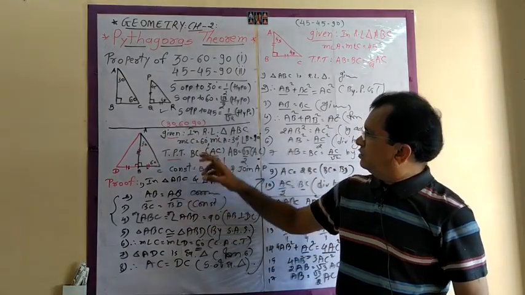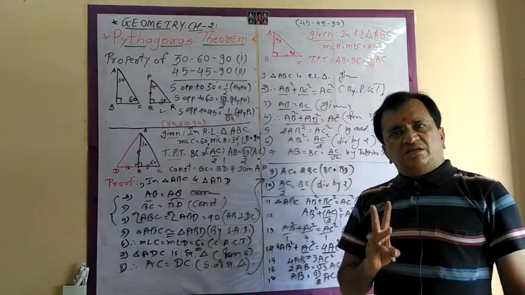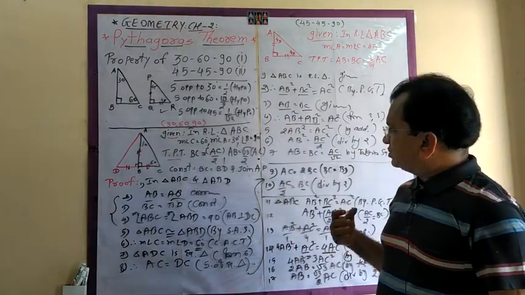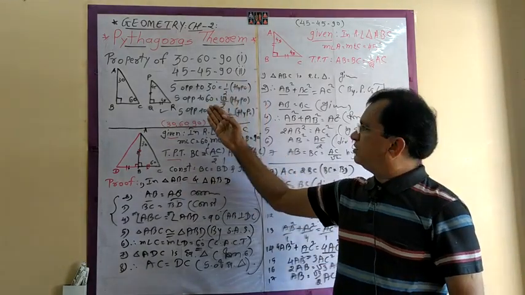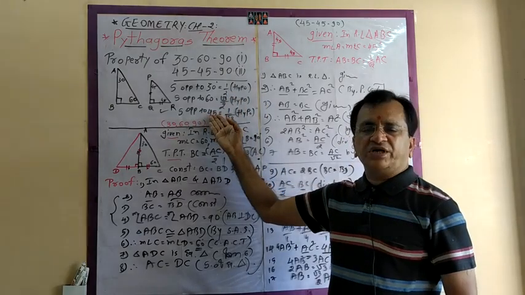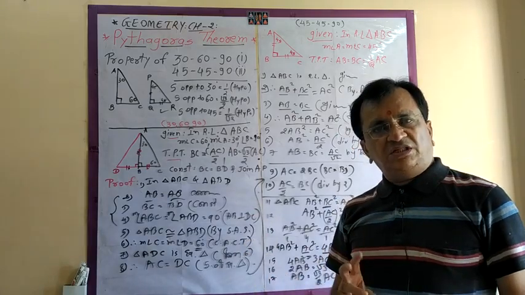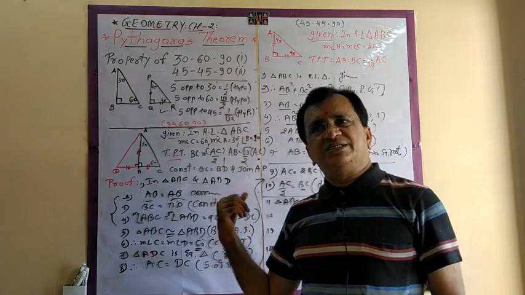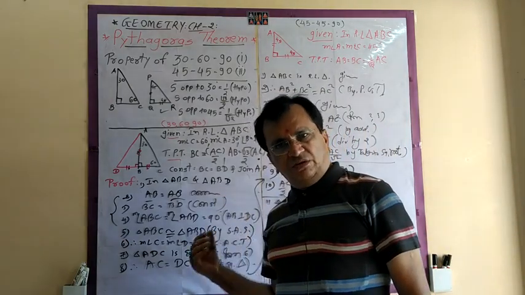So we have proved opposite to 30, opposite to 60 and opposite to 45. These three proofs in the form of theorem. In these three formulas, opposite to 30 is half of the hypotenuse, opposite to 60 is root 3 by 2 of the hypotenuse, opposite of 45 is 1 by root 2 time of hypotenuse. Three formulas, three theorems are very important. In calculation also you need these formulas. So by this, you find out how it comes.